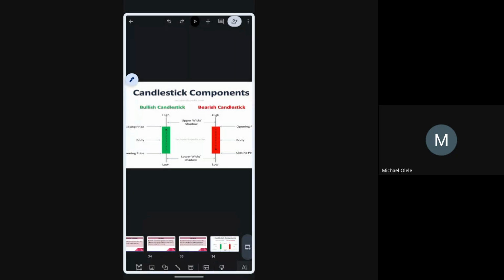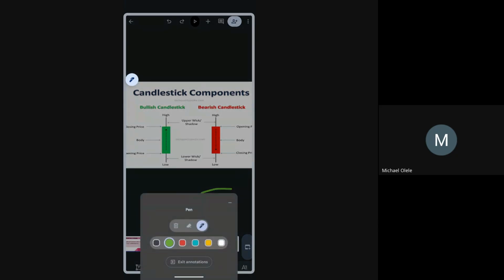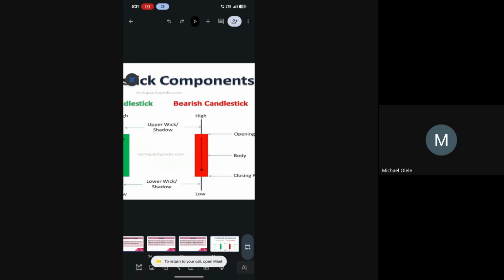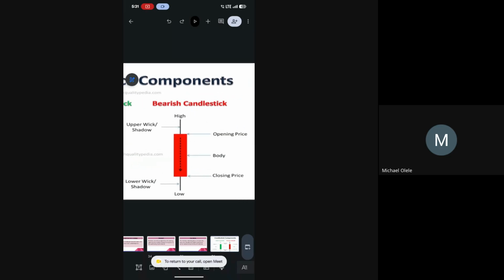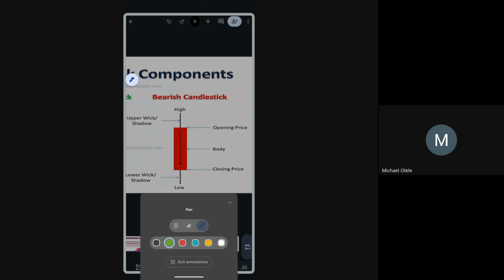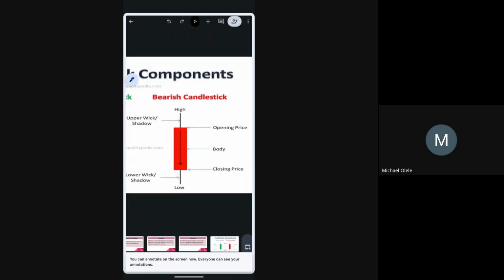Now, let's focus on a bearish candle right now. Just like I told us, a bullish candle starts its opening price from the bottom, while a bearish candle starts its opening price from the top. Look at this right now. The opening price of this bearish candle is right here. Can you see that? That is the opening price right there.